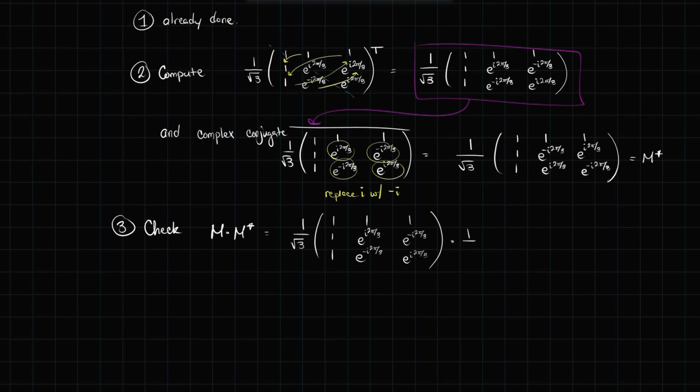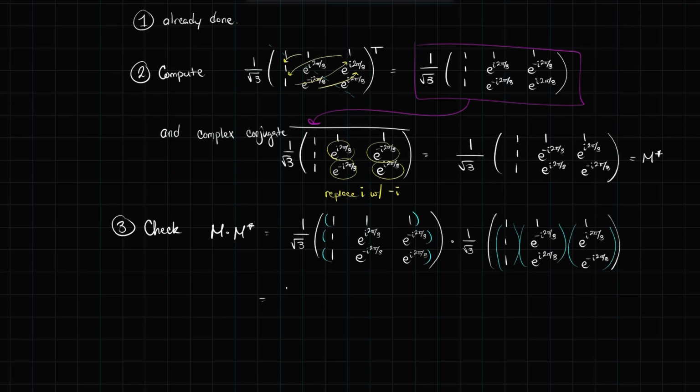There's another 1 over root 3 coming along. Then I have 1, 1, 1. This is my adjoint, right? 1, 1, 1, 1, e to the minus I 2 pi over 3, e to the I 2 pi over 3, 1, e to the I 2 pi over 3, e to the minus I 2 pi over 3. Then I compute, as always, all rows on the left against all columns on the right.